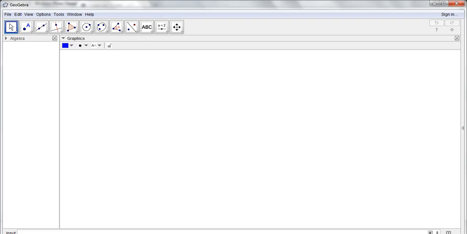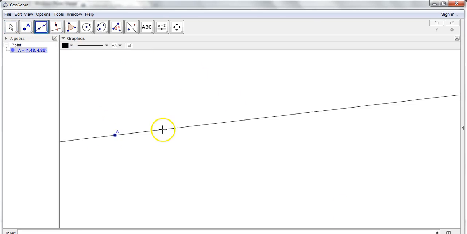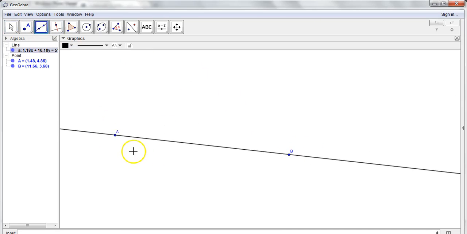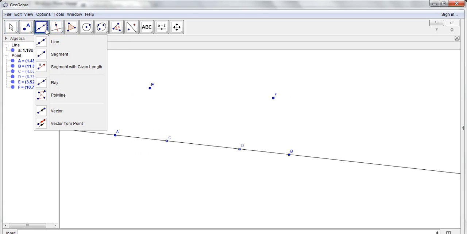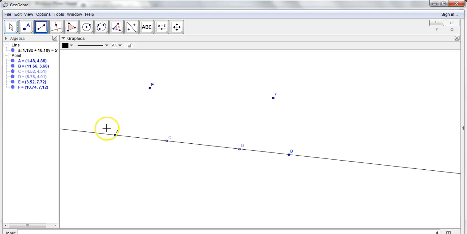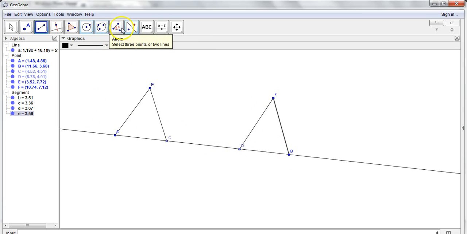Okay, so I'm going to open up GeoGebra. I'm going to grab my line tool and put a couple points down to make a line. And then I'm going to put a couple more points on so that now it looks like our picture, and put a couple points up here to make our triangles. Now in the line toolbox, I'm going to grab the segment tool and make these triangles here. Okay, so now let's measure the 3 interior angles and then these exterior angles over here.